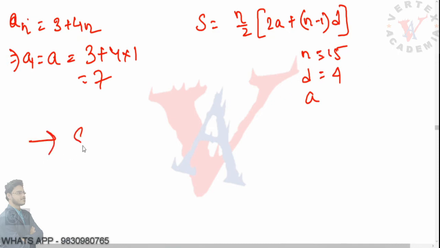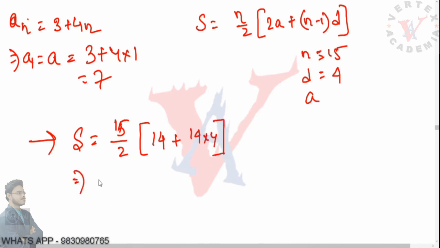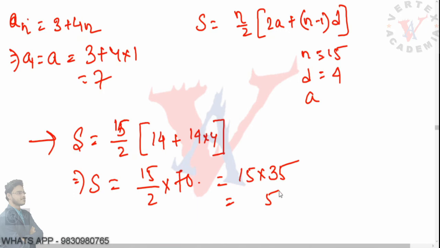So now we can finally evaluate the value of S. S here is 15 by 2, since n is 15, into 2 times a, so 7 into 2, 14, plus n minus 1, so 14 times D, and D is 4, so 14 into 4. So the sum is 15 by 2 into 14 fives, so 70. So this is 15 into 35. 15 fives are 75, 15 threes are 45, plus 7 is 525. Let me just check the answer whether it is correct or not.